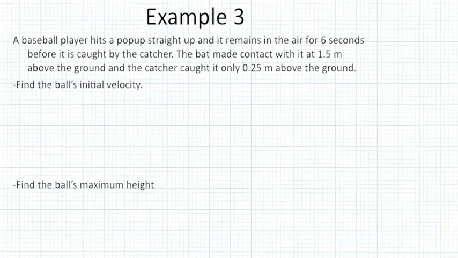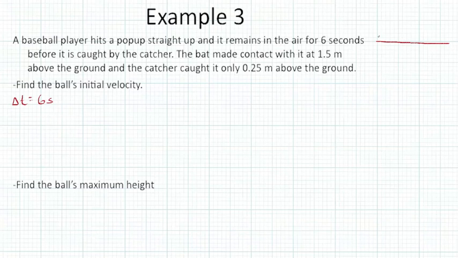So let's look at number 3. We've got a baseball player that pops up and the ball remains in the air for 6 seconds. So our time is going to be 6 seconds. It tells us that the bat made contact with the ball at 1.5 meters above the ground and the catcher caught it at only 1.25 meters above the ground. So if we think, that's not a very straight line.